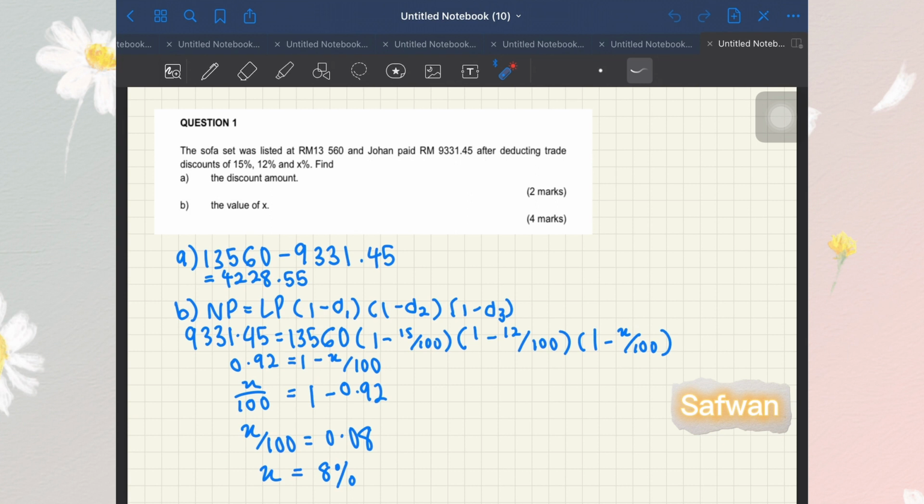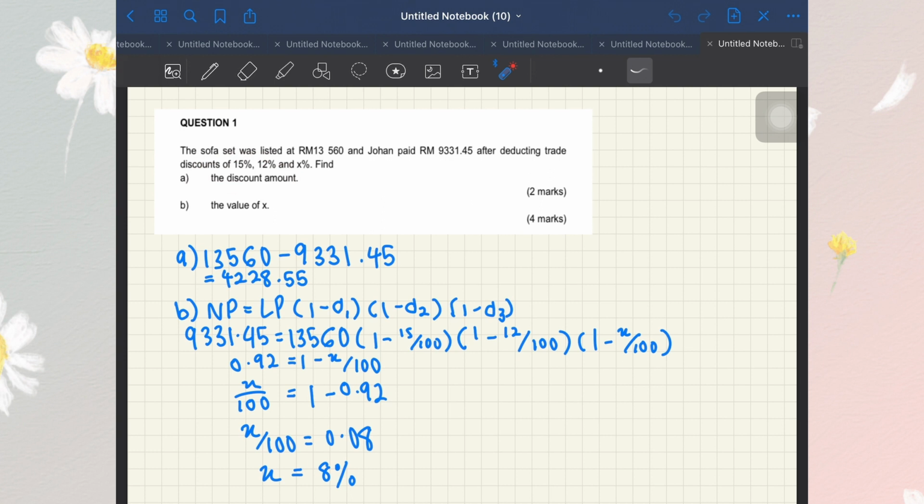Okay, so for question 1 part B, the question asks: the sofa set was listed at RM 13,560 and Johan paid RM 9,331 and 45 cents after deducting trade discounts of 15%, 12% and X%. Find A, the discount amount.